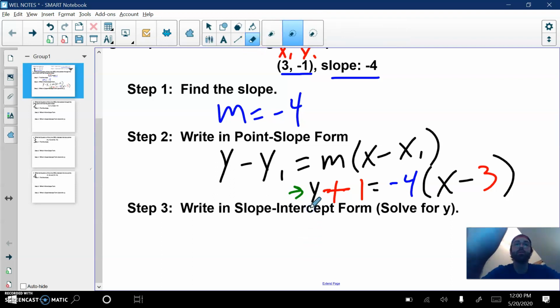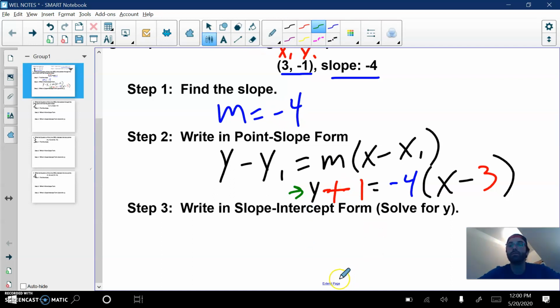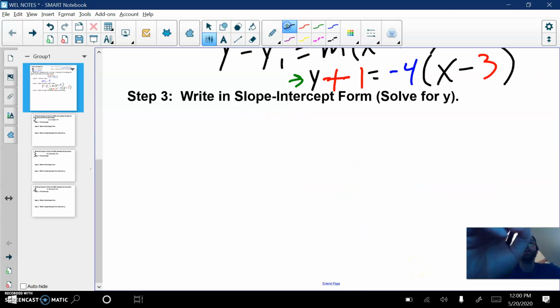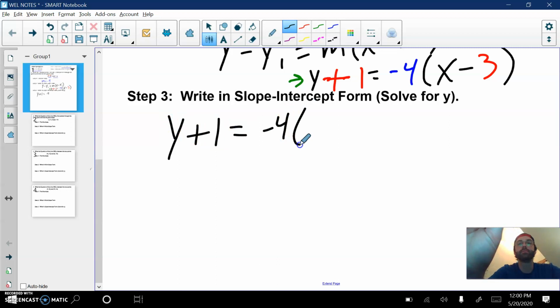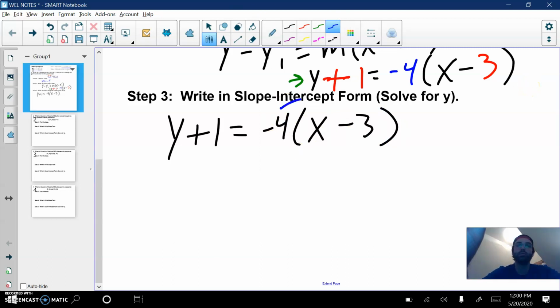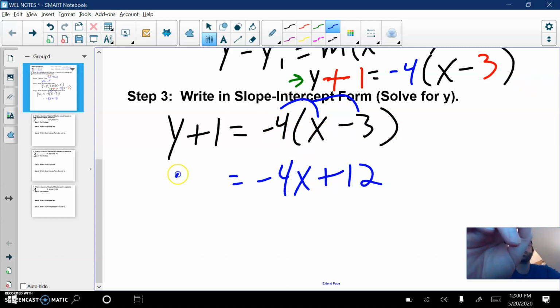So how do I write it in slope-intercept form? Well, it says in parentheses here for us, I want to solve for y. So I'm going to rewrite this equation again, just so I have some space to work with. Okay, so solve for y. Well, the first thing I need to do, if I have a number attached to parentheses like this, is distribute that -4 through to get -4x plus 12. And nothing changed on the left, so it's just y plus 1.